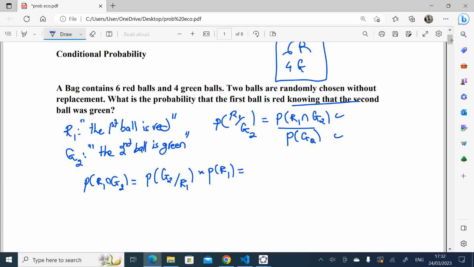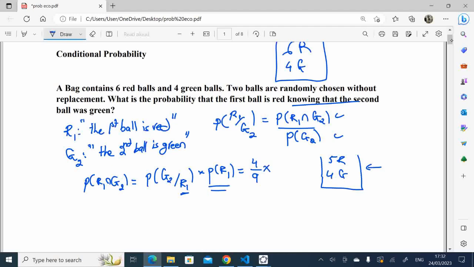Knowing the first ball was red, what will be the urn in this case? I selected the first ball and it was red. It means the urn will be of this form now. I selected the first ball, which was red, and I throw it. So what remains is 5 red and 4 green. So for P of G2 knowing R1, I need to select now a ball from this new urn and I need it to be green. We have 4 possible out of total 9, so 4 over 9 times P of R1.